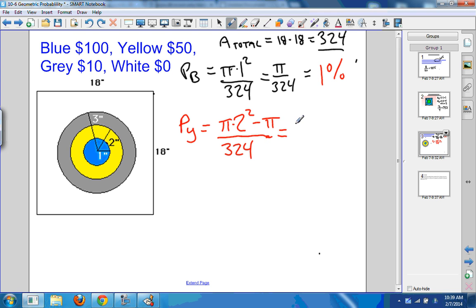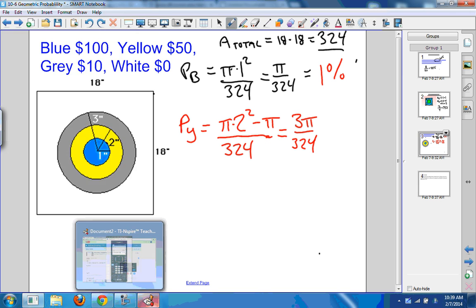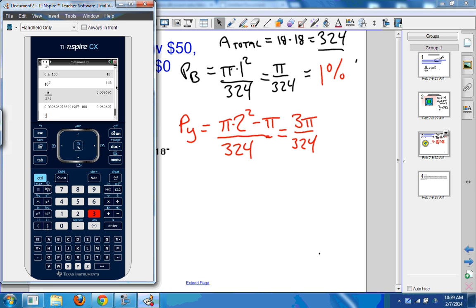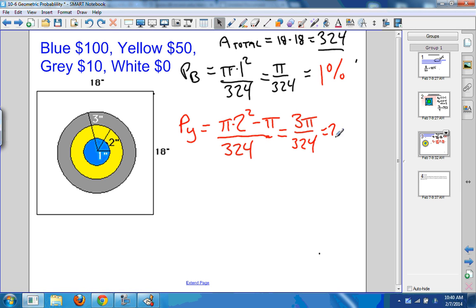So minus pi. So we have 4 pi minus pi. 2 squared is 4. 4 times pi is 4 pi. So 4 pi minus 1 pi would give us 3 pi divided by 324. Let's see what that gives us. 3 pi divided by 324 is equal to that. And if we multiply it by 100, we'll get a percent. And we get 2.9%, which is a little bit higher than the probability of the blue, which makes sense. It looks like there's more yellow than blue.